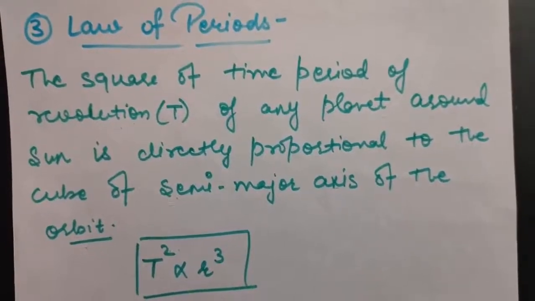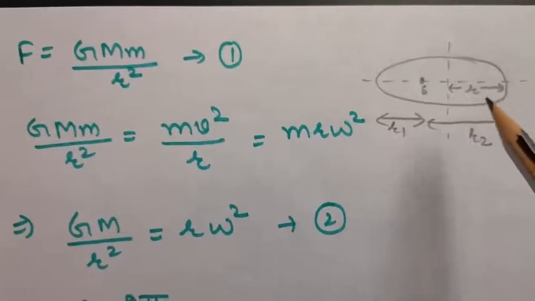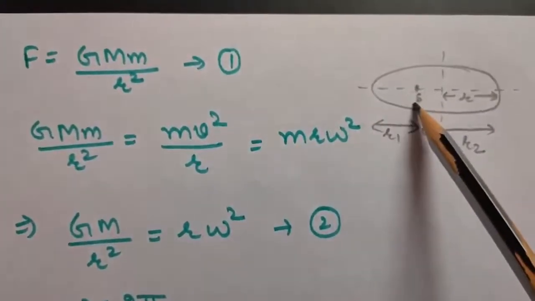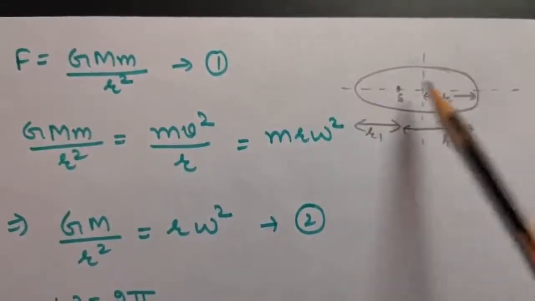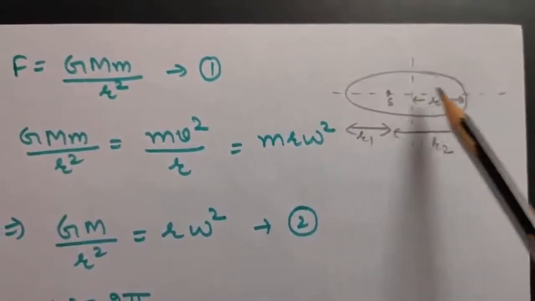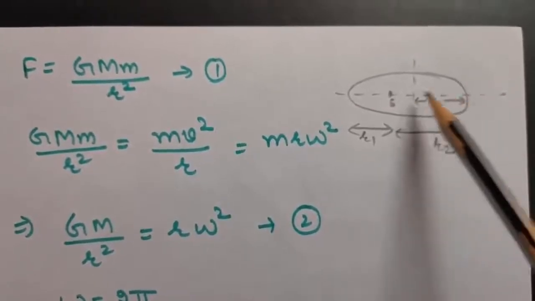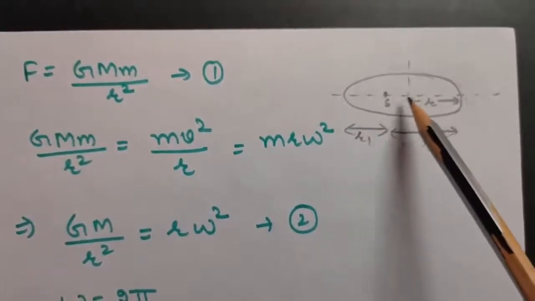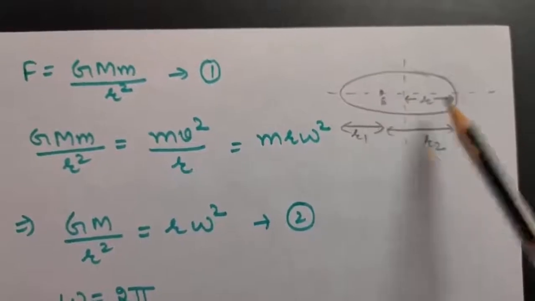So now let us prove this law. To understand the proof of this law, again we have considered an elliptical path. The Sun is present at one of the foci. I have just drawn the axis of this ellipse. As you know, this is the major axis, so this is the semi-major axis, and this length is r. That is, r is the semi-major axis. I am denoting this distance by r1 and this distance by r2.